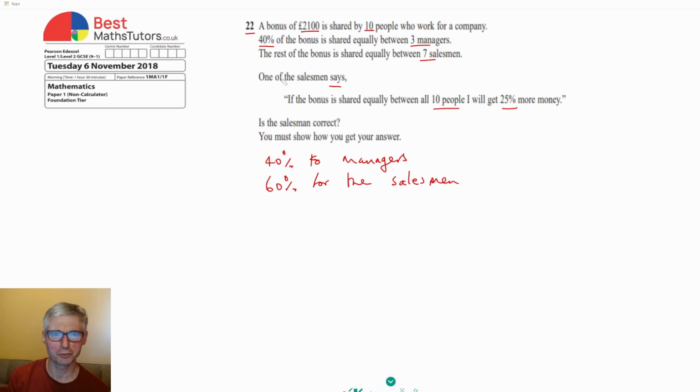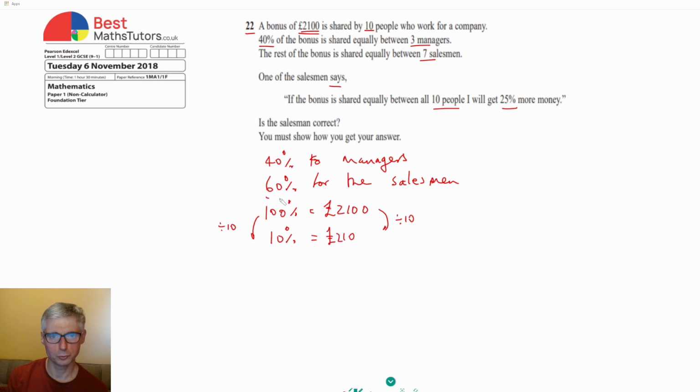Now, if we say that 100% is equal to the total bonus, which is 2,100, then because we're on the non-calculator paper, we need to use the method where we find 10% first. So let's find 10% of this 2,100. If 100% is equal to that, we can find 10% just by dividing by 10. And if we do that, we'll knock off the final 0 and we'll end up with £210. So that's what 10% would be.